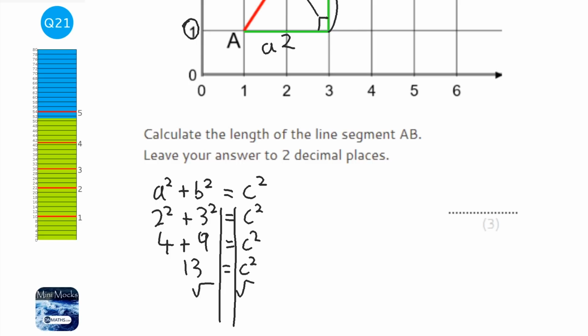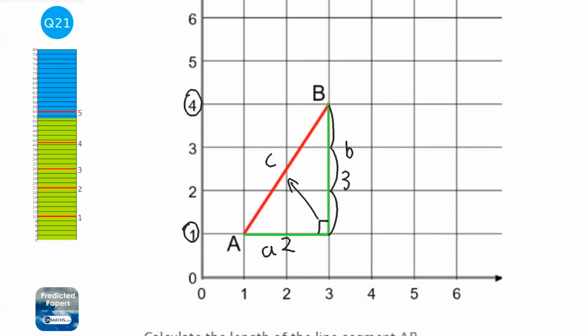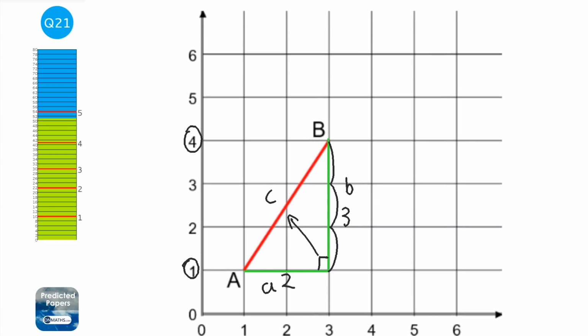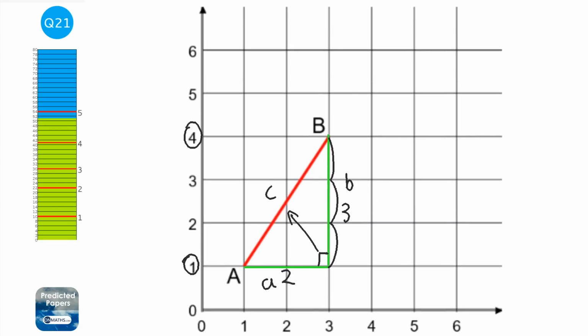And let's get my calculator. So square root of 13 is 3.6055 and so on, equals c. So to 2 decimal places, it's 3.61. Now be careful, sometimes it will say that it's done on a centimetre square grid, so you might have units attached. If you want to put units but it doesn't say any, you can just write 3.61 units.